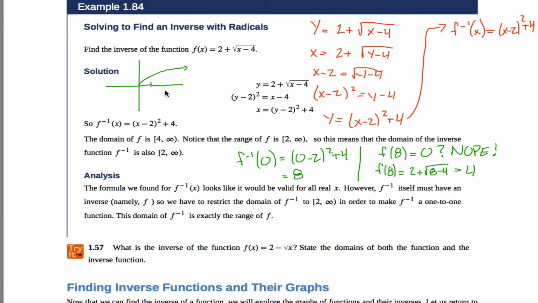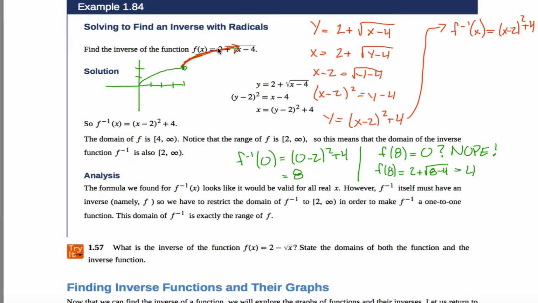At any rate, the point that I'm getting at is that the graph of f of x would look something like this. Here's the graph of the function.